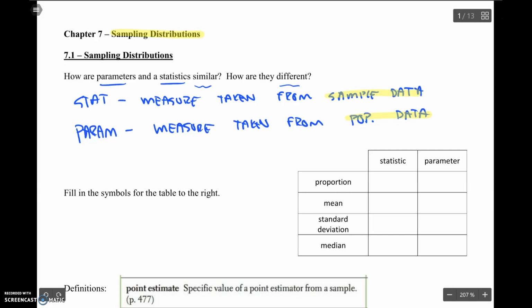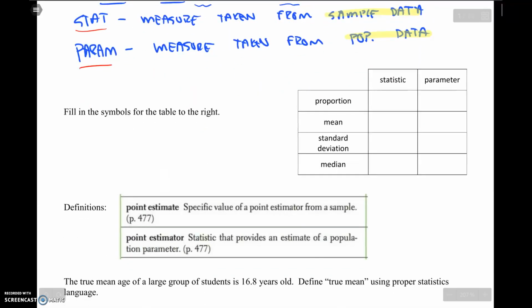The measure could be the mean, could be the standard deviation, could be the IQR, the median, the minimum, the maximum, Q1. There's literally many different measures that you can take. But if it's from sample data, it's a statistic. If it's from population data, it's a parameter. Fill in the symbols for the table to the right.